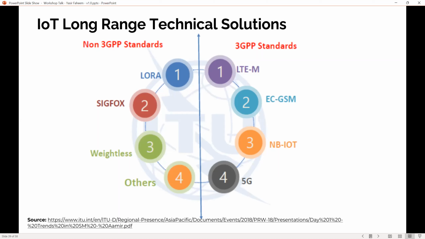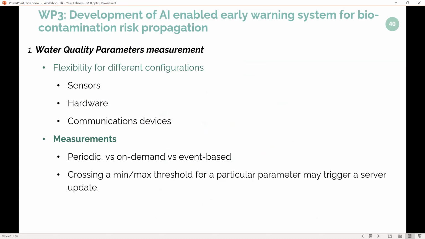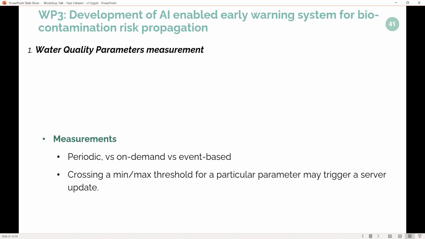If deployments are in remote regions where visiting the site and collecting data is not possible, in those cases long-range communication technologies like LTE-M or narrowband IoT should be used. They also offer higher quality of service.